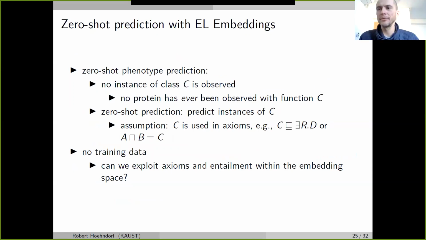There's one more thing I want to show you on what you can do with this, and this is zero-shot prediction. By this, I mean here we want to predict instances of a class, and we may not have a single training instance of this class. So for us, this is just an example from bioinformatics, but there are many other cases. We have no protein which has a particular function using our gene ontology or some other ontology. So no protein has ever been observed with a certain function, but we want to still predict if a new protein that we have found may have this function. And this is what we call zero-shot prediction.